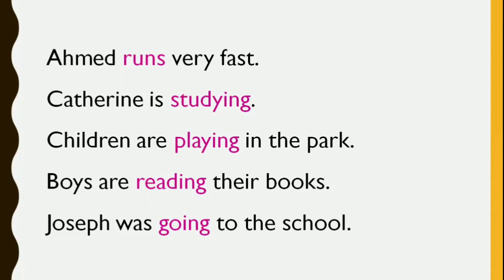As you know that verb shows an action, here are a few examples of words which inform you about any action. Number 1. Ahmad runs very fast. In this sentence, the word runs is a verb because it tells us how Ahmad is running.